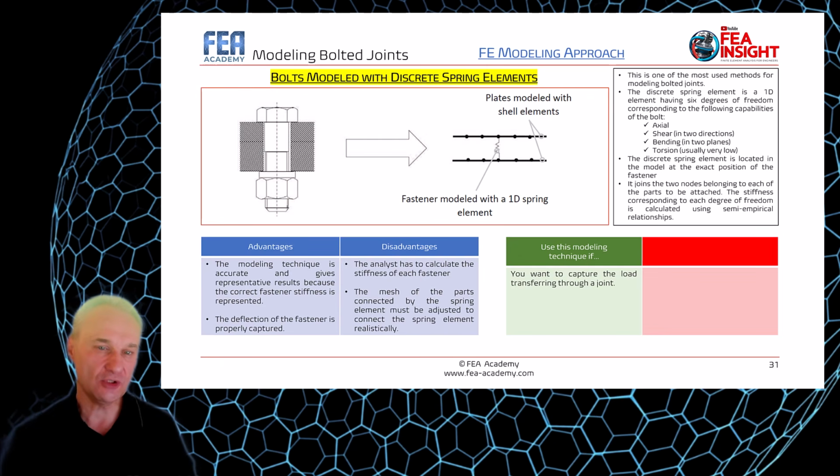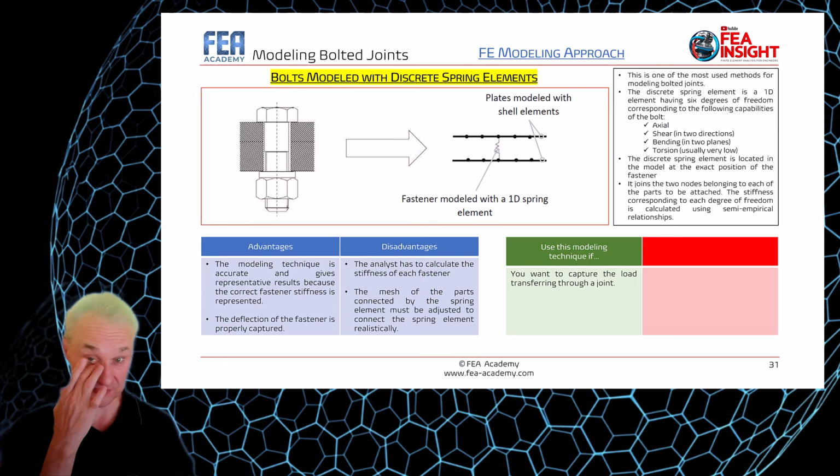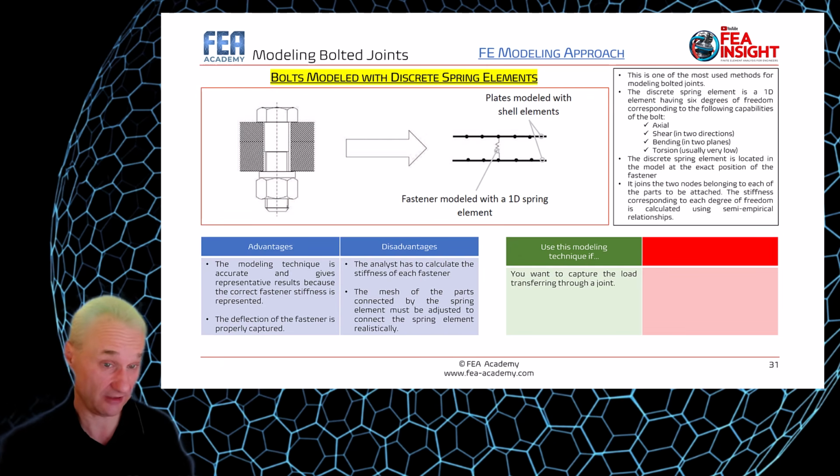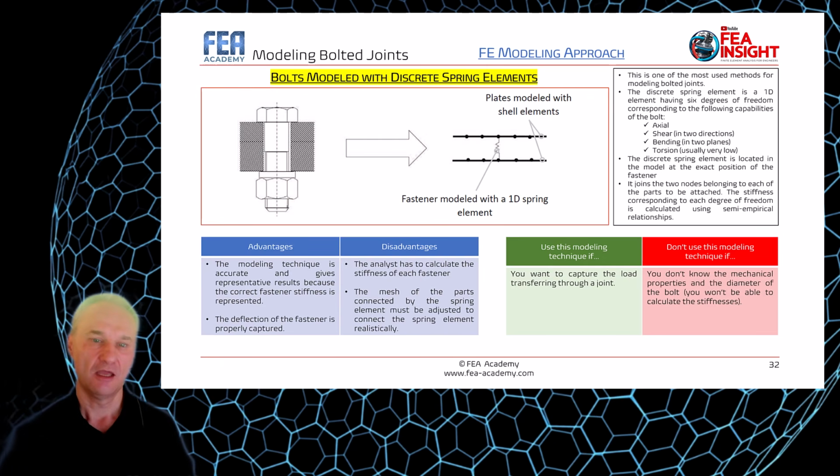So when do you use this modeling technique, the 1D spring element? You use it if you want to capture the load transferring through the joint. Remember that with the previous method, the rigid element, you cannot capture the load transferring through the joint. But here you can. So if you need to evaluate the load transferring through the joint, you have to use this modeling technique. But you cannot use this modeling technique if you don't know the mechanical properties and the diameter of the bolt. Okay? Because if you don't know that, you won't be able to calculate the stiffnesses.